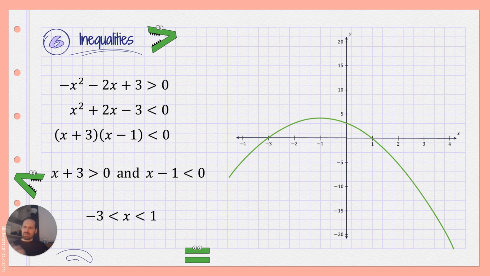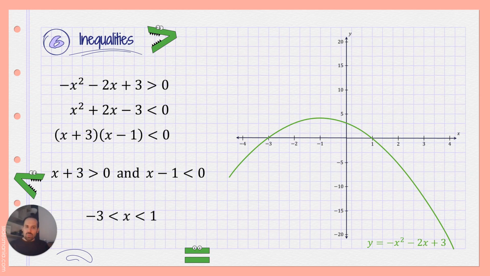A different way, and sometimes a better way to do it, is to think of it graphically. And so this is where it's important to be able to roughly sketch a graph, because you don't want to draw this out exactly. But we know the roots are at minus 3 and 1. And because the coefficient of the x squared term is negative, we know it's this N shape. So we get this N shape where it intersects the x-axis at minus 3 and 1.